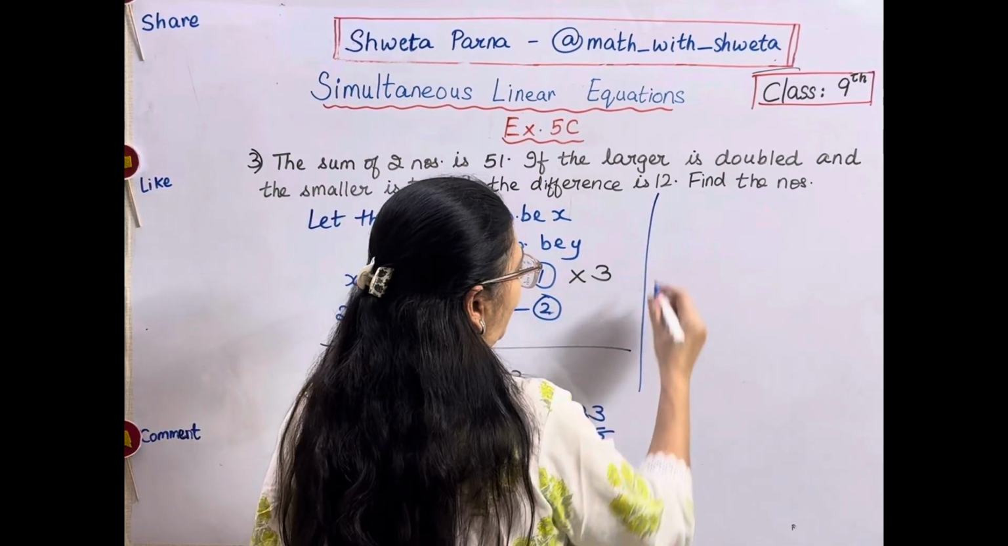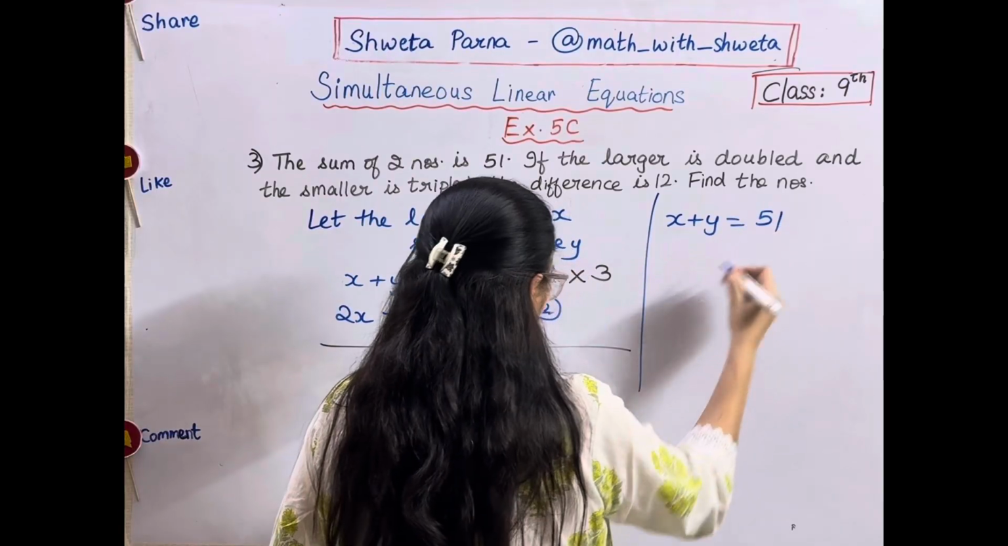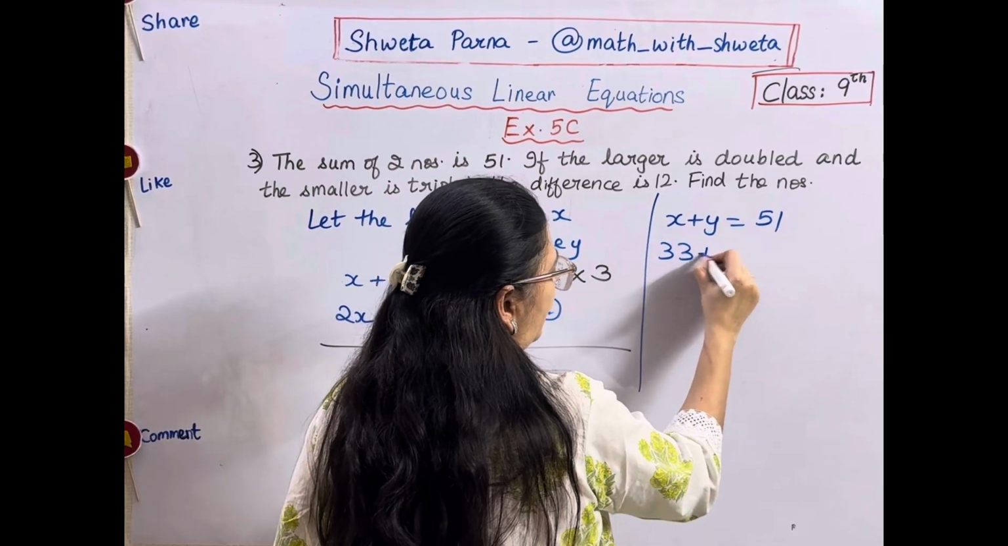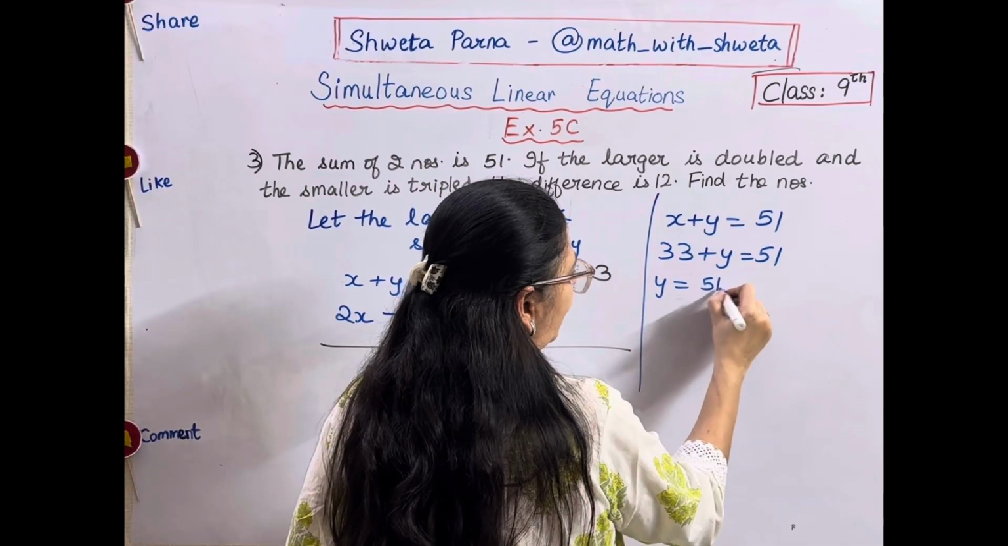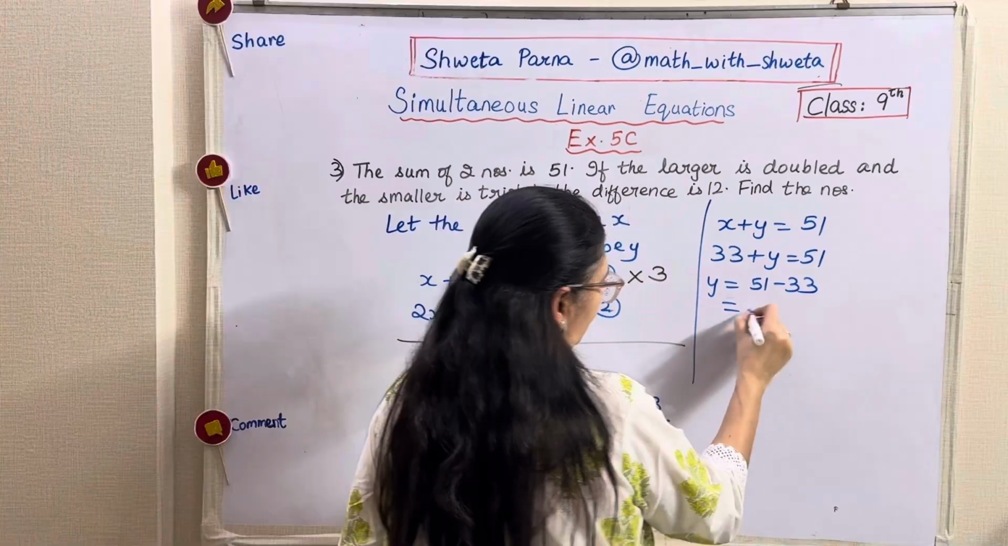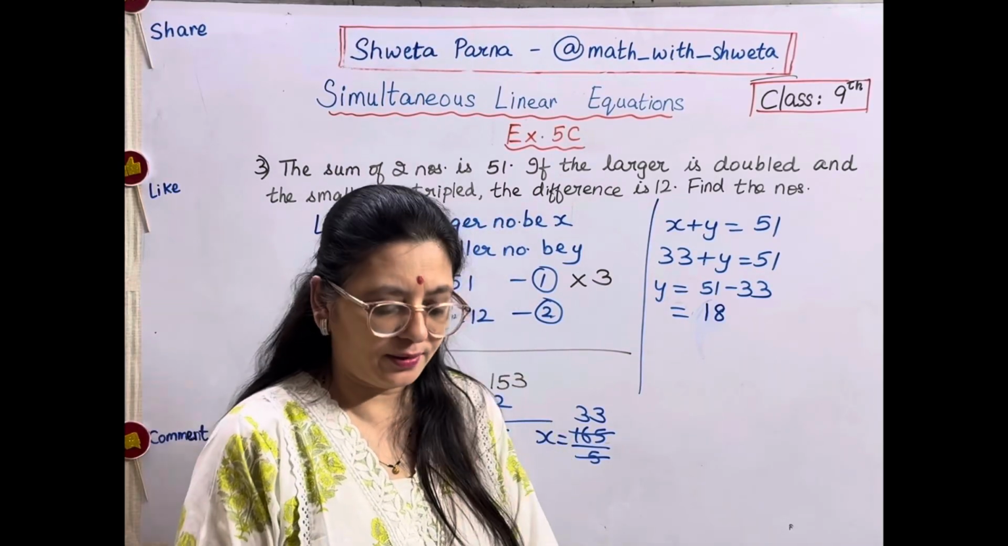Now, let's find the value of y. So, x plus y is equal to 51. x is 33, plus y is equal to 51. So, y is equal to 51 minus 33. Yes, I hope it's clear. Come on, let's go to the next one.